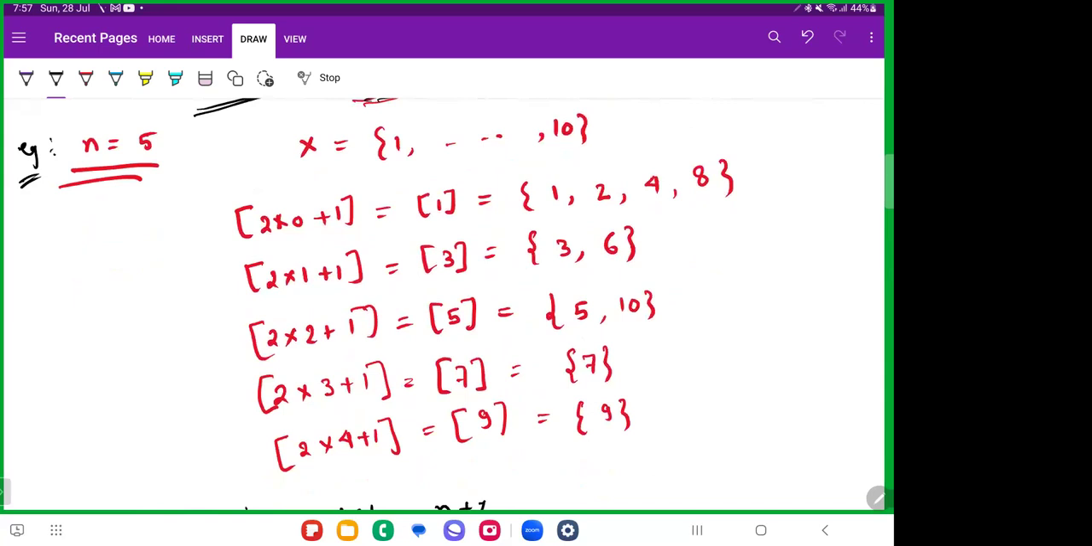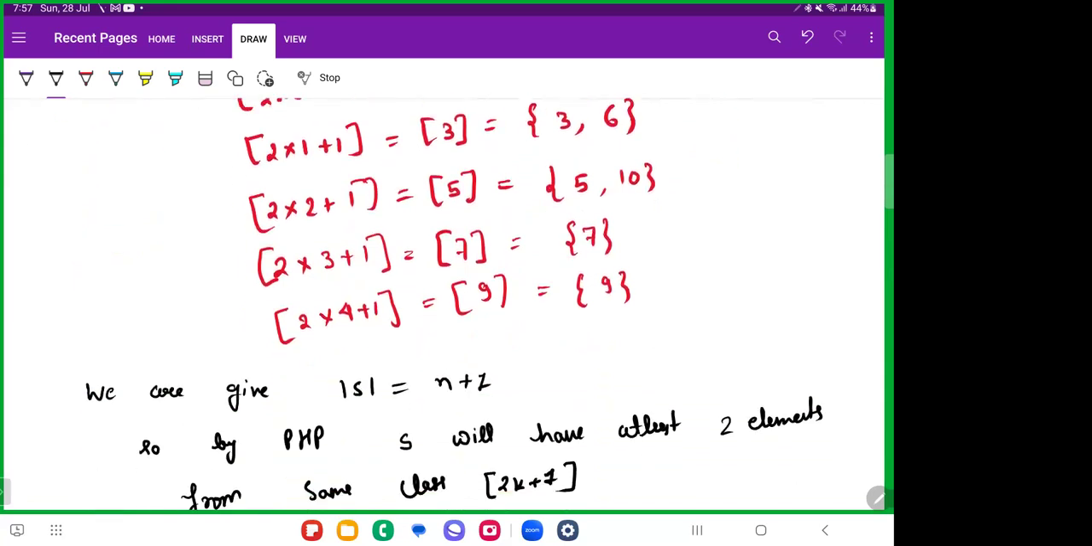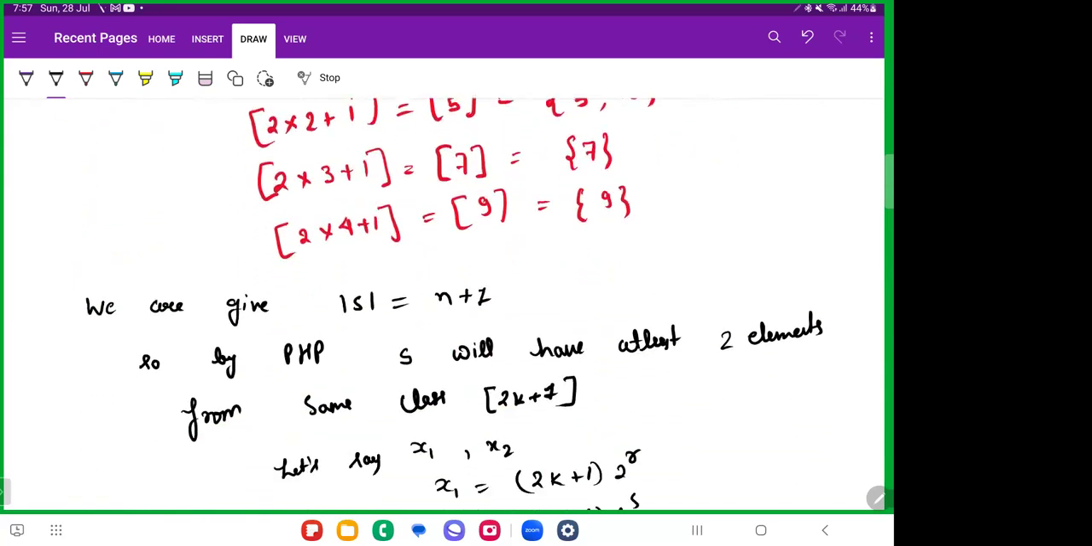So if you choose 2n, then we have n classes, similarly by the same argument. We have n odd integers, and corresponding to n odd integers, we have n classes. So we are given a set of cardinality n plus 1. By the pigeonhole principle, among these n plus 1 elements, two of the elements should lie in the same class.